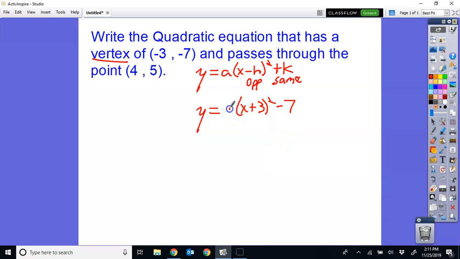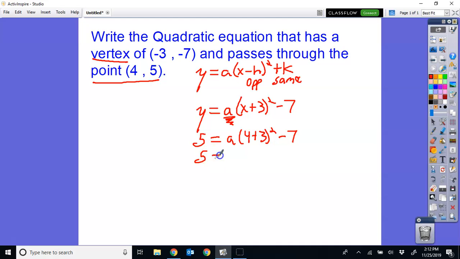What I don't have in this particular problem is the a value that goes in front of the parentheses, that stretch factor or compression factor like we talked about when we were doing the transformations of functions. But I do have another point on the parabola. This parabola passes through the point (4, 5), which means that point is a solution to the equation. I can plug in 5 for y and 4 for x, and use a simple solving technique to find what a would be to make that parabola true.